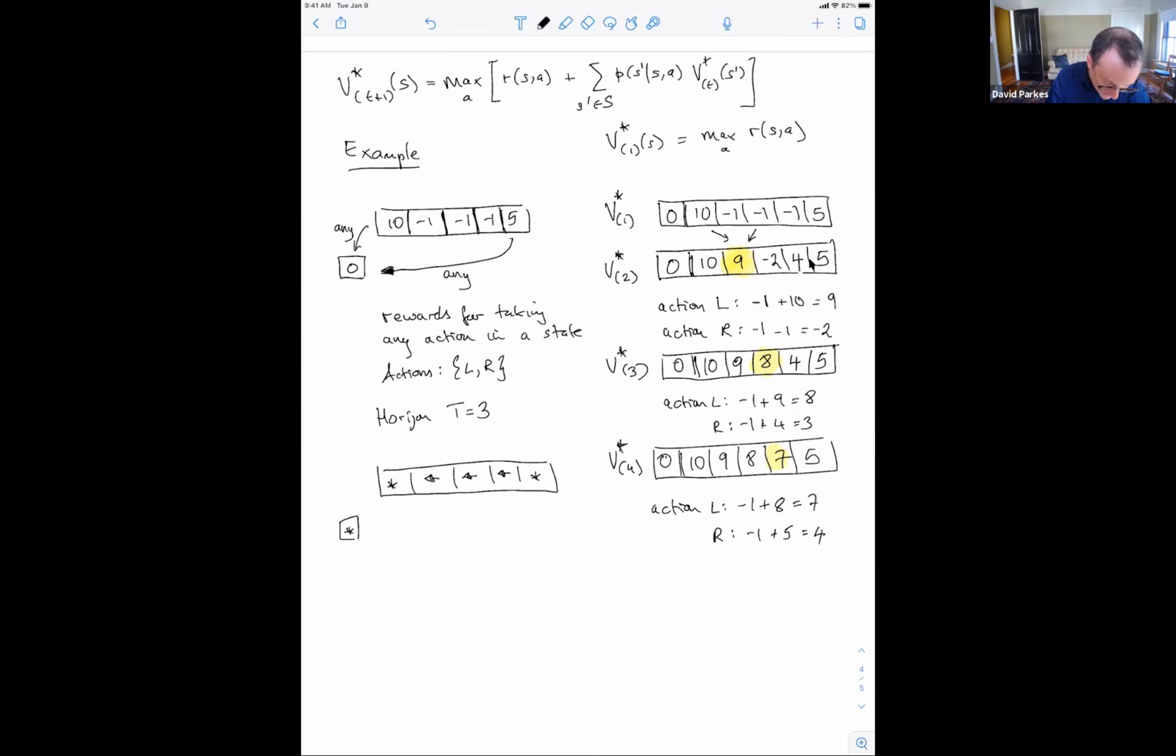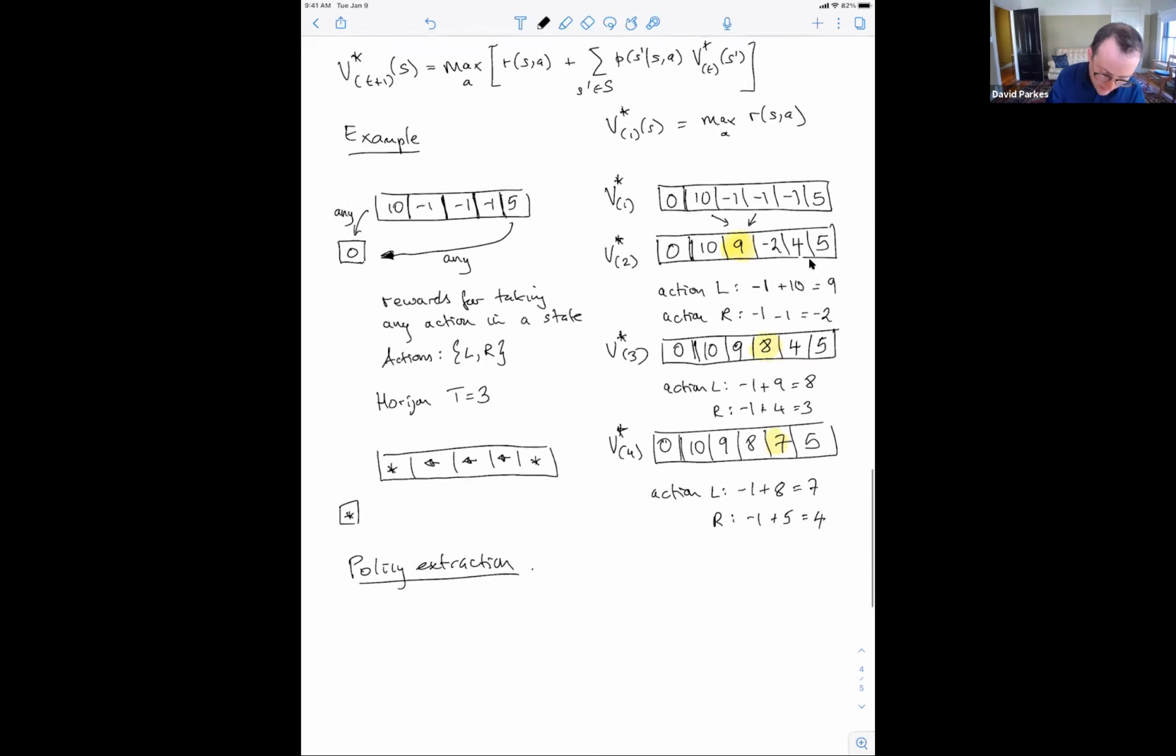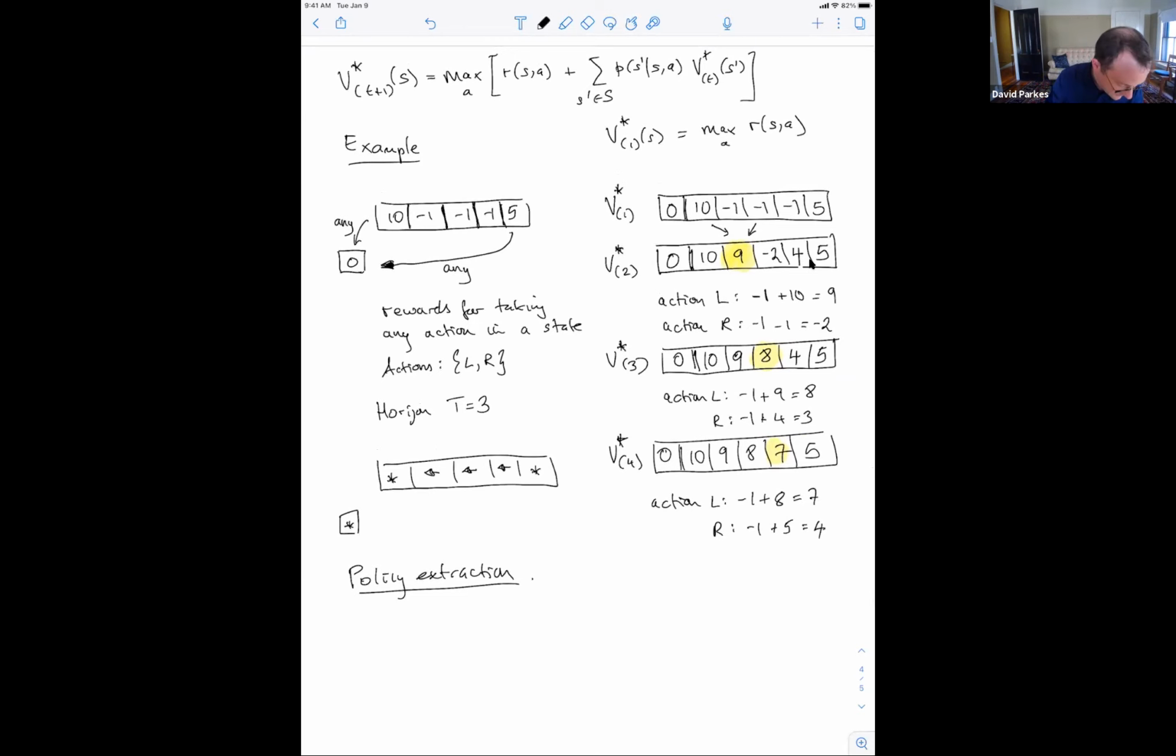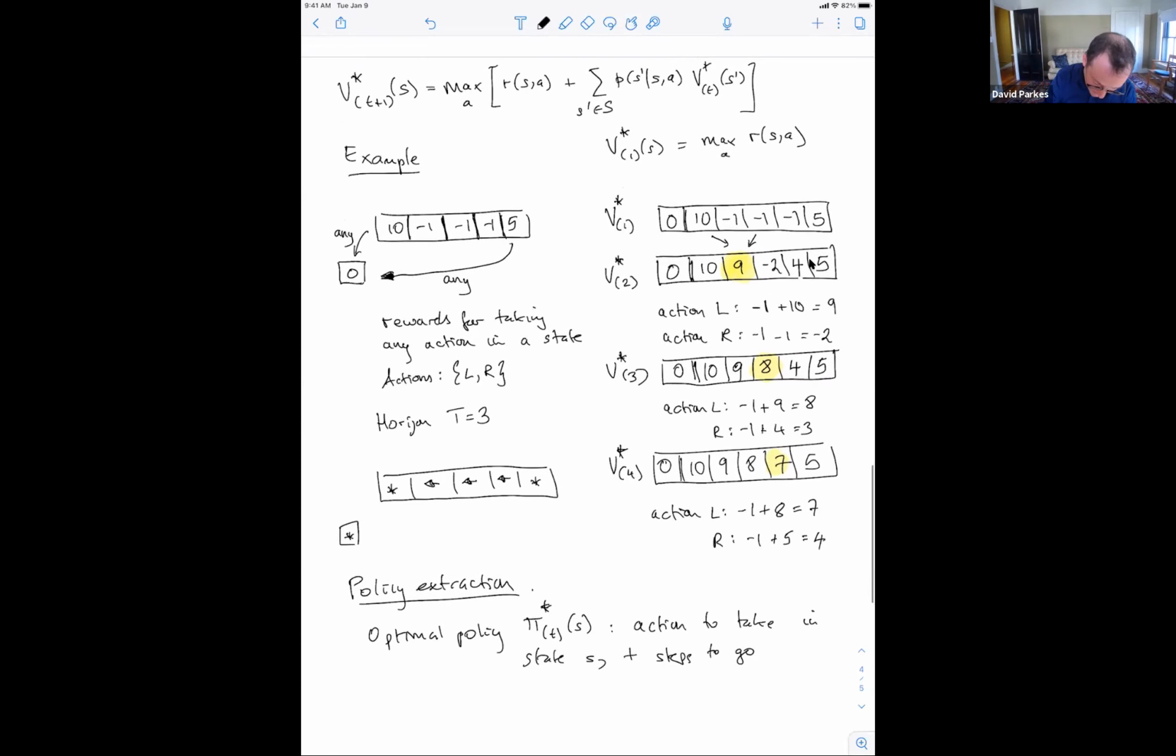I just want to note that you can now read off your policy. The way to think about how to extract a policy from these optimal value functions is that the optimal policy, let's first of all define it. The optimal policy we'll write as pi star TS. This is the action to take in state S, T steps to go. It's going to be calculated by the same expression as above, except now it has this argmax instead.